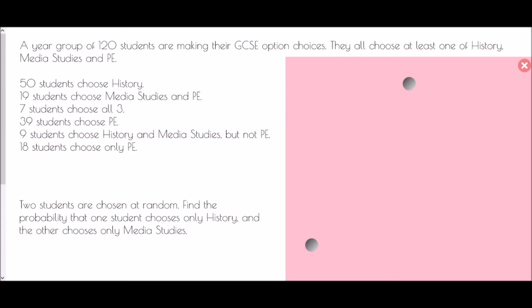Now, first of all, you'll notice here we have 3 different categories. We have history, media studies and PE. And so we're going to need 3 intersecting circles this time.